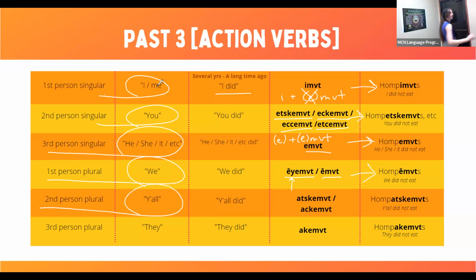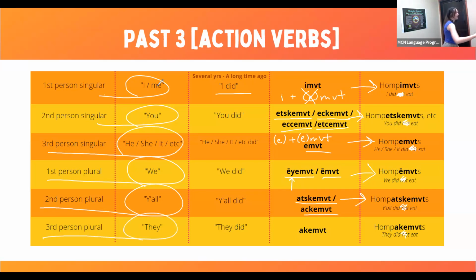Second person plural, y'all. So y'all did something. We have Oskimut and Ochkimut. Oskimut and Ochkimut. Homboxkimuts. Homboxkimuts. Y'all did not eat. Or sorry, I just realized I never changed this. I'm so sorry. This is I did eat, you did eat, he, she did eat, we did eat, y'all did eat, and they did eat. Sorry about that. I just realized that.